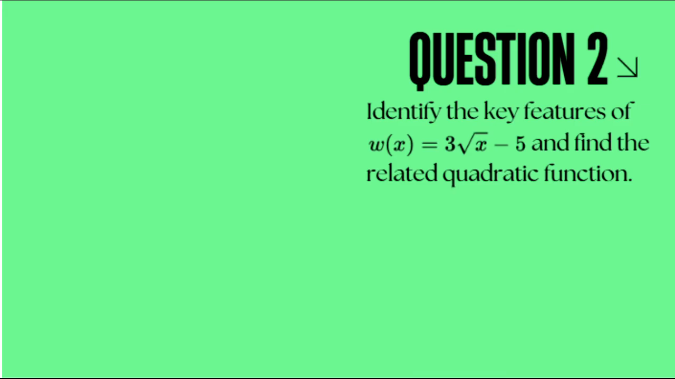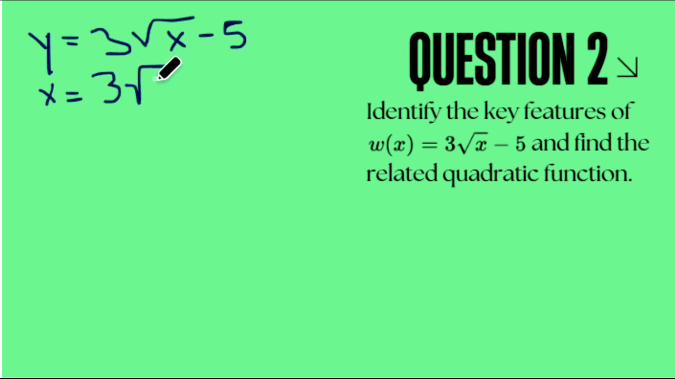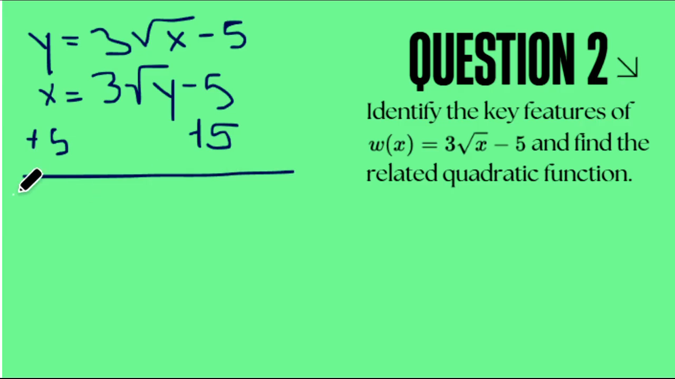Okay, let's go figure out our formula. So the first thing to do is change this to y. So y is equal to 3 times the square root of x minus 5. Now we're going to switch x and y, so x goes on the outside. 3 times the square root of y minus 5. Okay, to get y by itself, so let's deal with the simplest, the 5 first. Okay, now we have x plus 5 is equal to 3 times the square root of y.